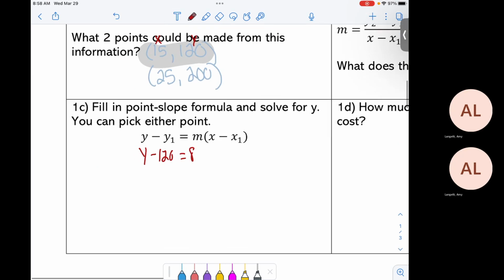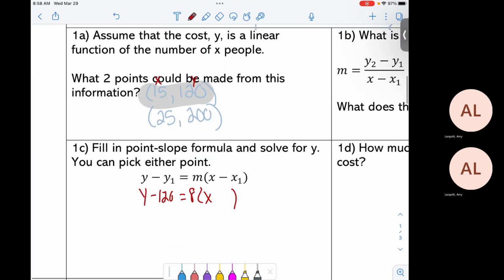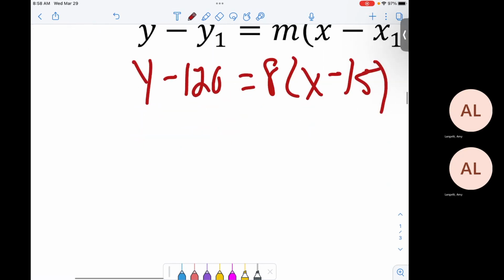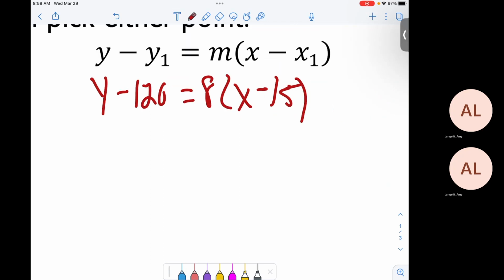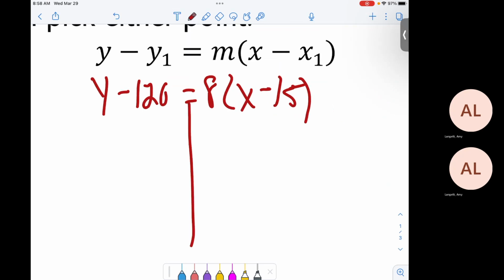That's right. Times x minus, what was the x value up here? 15. There you go. Now, this is called, do you remember what form this is called? Point slope. That is correct. Good job. That's called point slope form, but we're going to get this into y equals mx plus b. Do you know the first step to doing that?